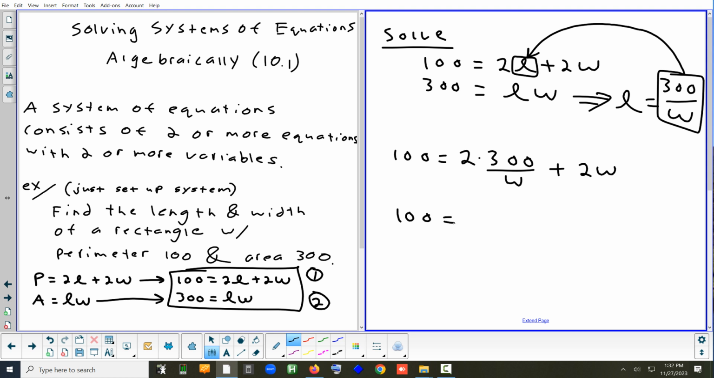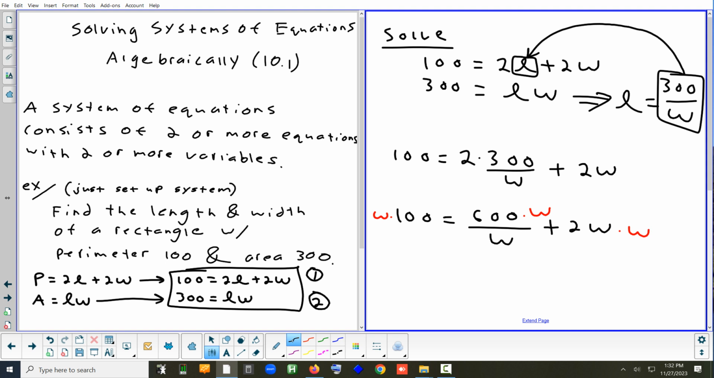Okay, so we get 100. Let's see, 2 times 300 is going to give me 600 over W. Now, generally if you've got a fraction, we want to get rid of it. The only fraction we have is because we have divided by W. What would undo dividing by W? Multiply by W. So you're going to do here, here, and there. You're going to do all three.